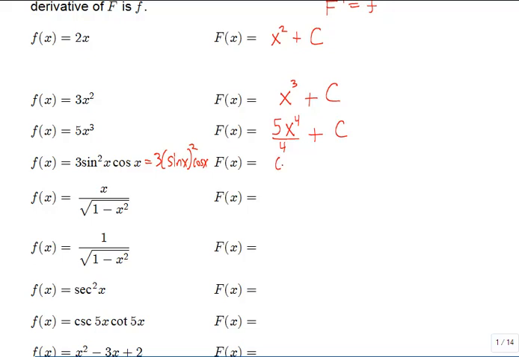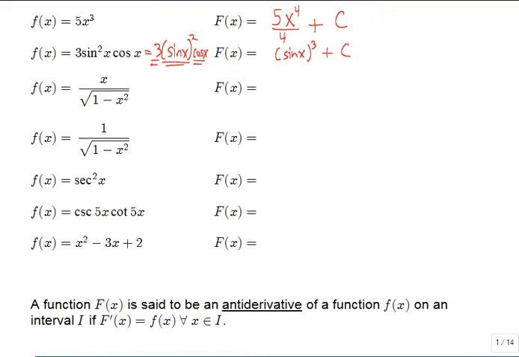If we had sine of x quantity cubed, then we would bring down the 3, which would take care of that. We would subtract 1 from the power, which would make it a square, so that we would get that. And then the chain rule says we have to multiply all of this by the derivative of what's inside, and the derivative of sine of x is cosine x. So that would take care of that. So this is exactly what we want. We just need a plus c on the end. Okay? So keeping that in mind, let's try this next one right here.